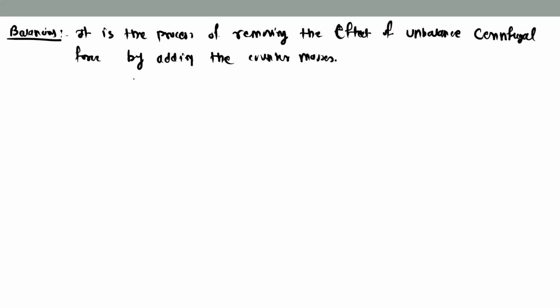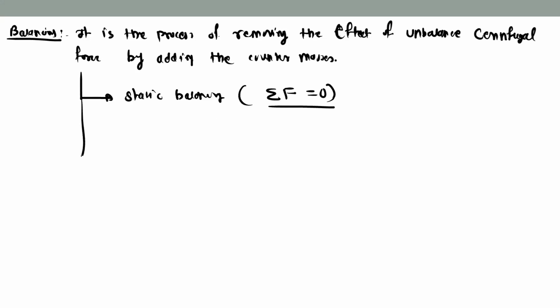Okay, so balancing has two types. One is static balancing. In static balancing, we just balance the forces, that is, balance centrifugal forces. This is the equation: summation of F must be 0. And second is dynamic balancing. In dynamic balancing, we will balance the forces and we will balance the moment or couple.